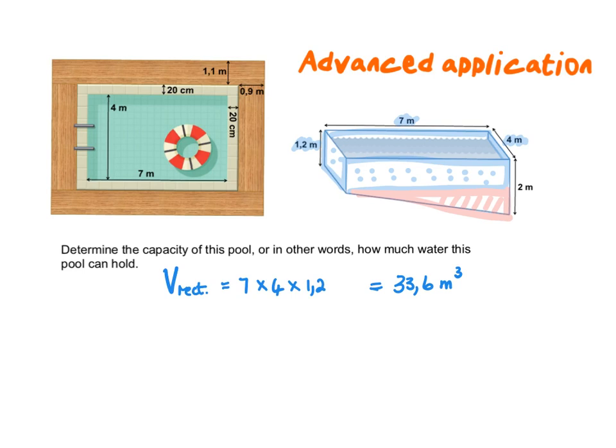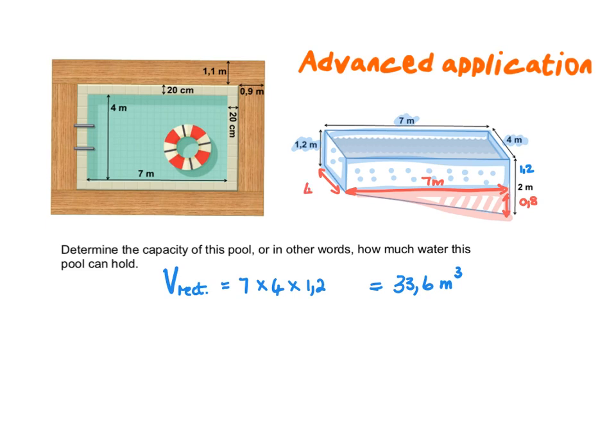Now I need to do the triangular prism, but we need to find out all the different measurements because they're not all given. Firstly, this section over here, which is the base of the triangle, is also 7 meters. The height over here is not 2. We know that the top part is 1.2 because we just worked with that, the depth for the rectangular prism. So in order for it to equal 2 altogether, it means that this section here at the bottom is 0.8. It also has a width of 4 meters, just like the pool does.